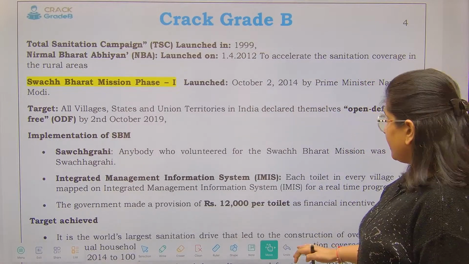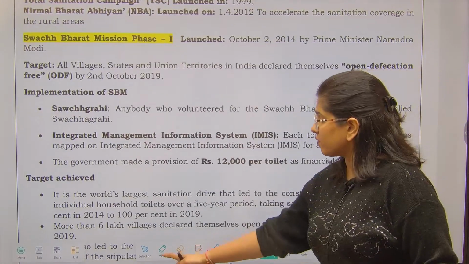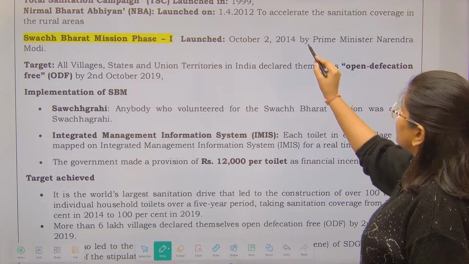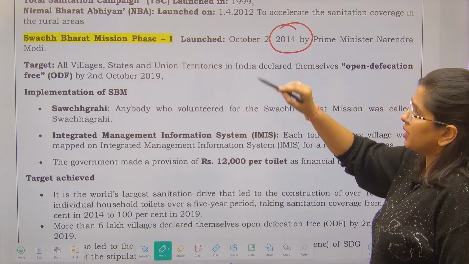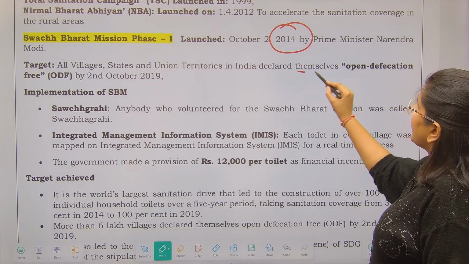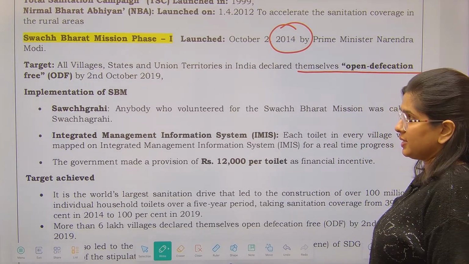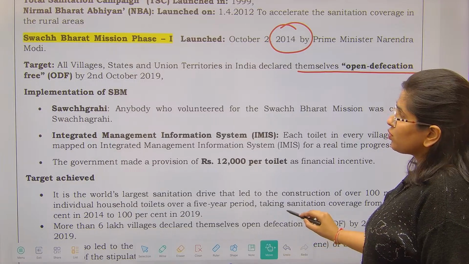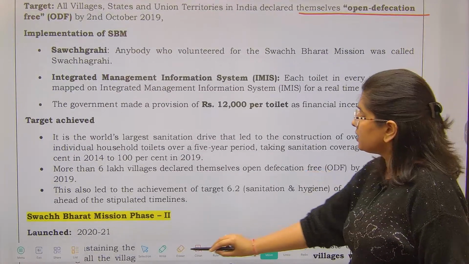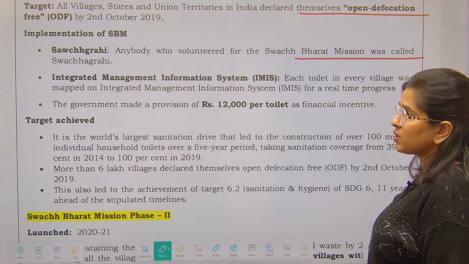So there were different kinds of phases of it, right? The phase 1 was launched in October 2014 by Prime Minister Narendra Modi. Target was all villages, states and UTs in India. They were to declare themselves open defecation free by 2nd October 2019. Implementation of Swachh Bharat Mission: anybody who volunteered for the Swachh Bharat Mission was also called a Swachhagrahi.